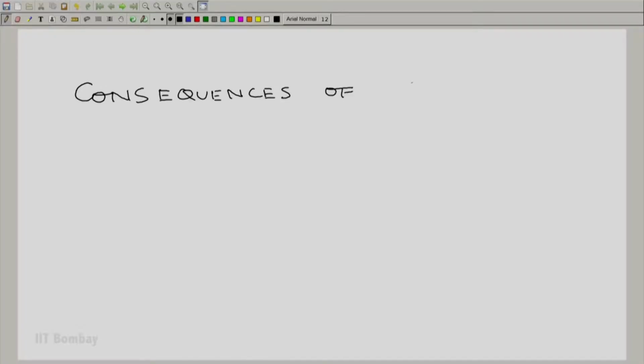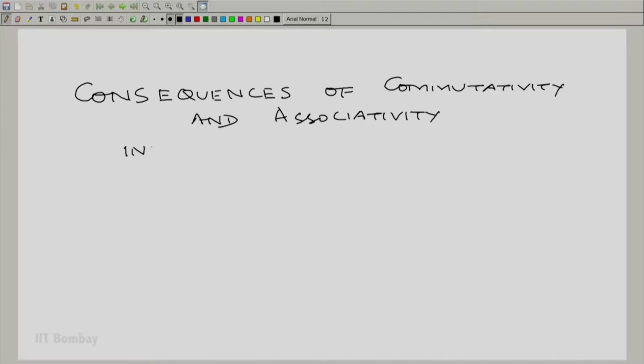Welcome to the 40th session in the first module of the course Signals and Systems. In the last two sessions, we have now convincingly proved the commutativity and associativity of convolution. Let us once again recapitulate the consequences of this: the consequences of commutativity and associativity of convolution in linear shift invariant systems.